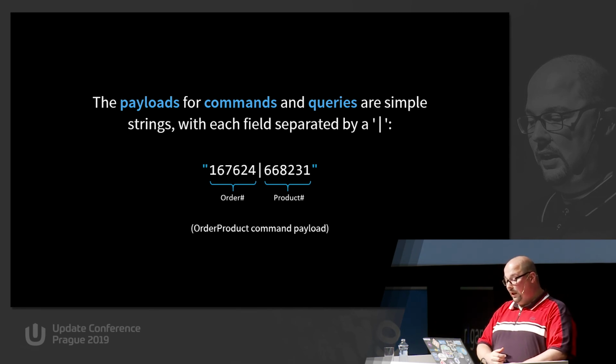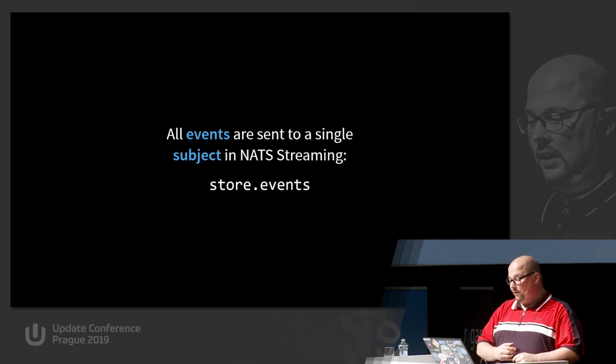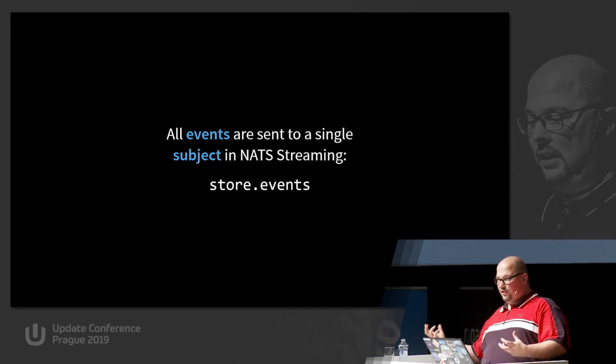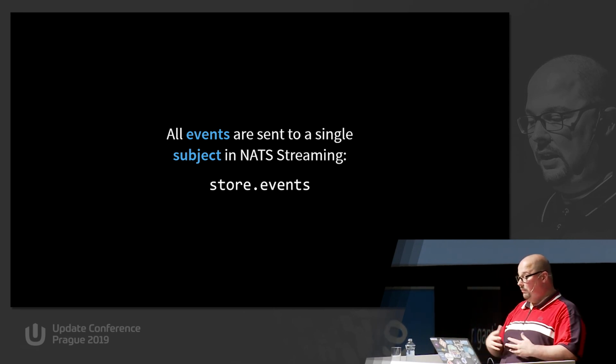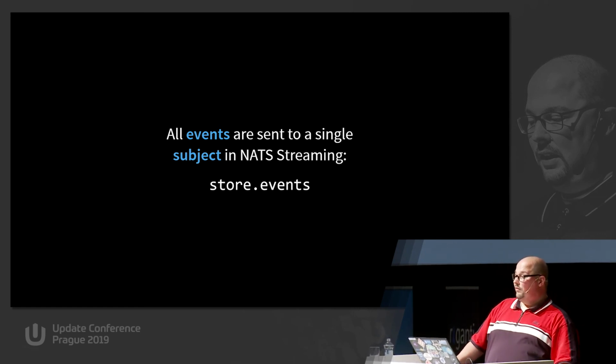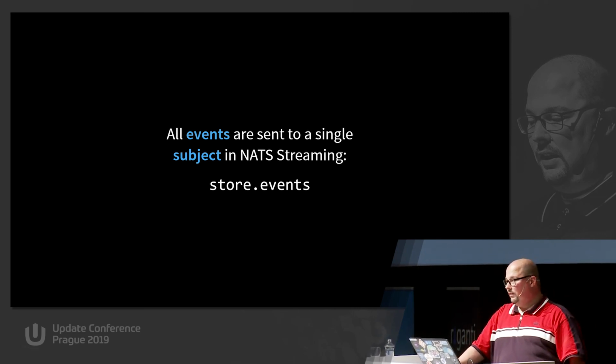And this is, for instance, the payload for an order product command: for this order number, I want to order this product. Pretty straightforward. This is for the commands and the queries. For the events side, I use NATS streaming, so I don't have the wildcard feature. All the events are just sent to a single subject in the NATS streaming server, which is store.events.